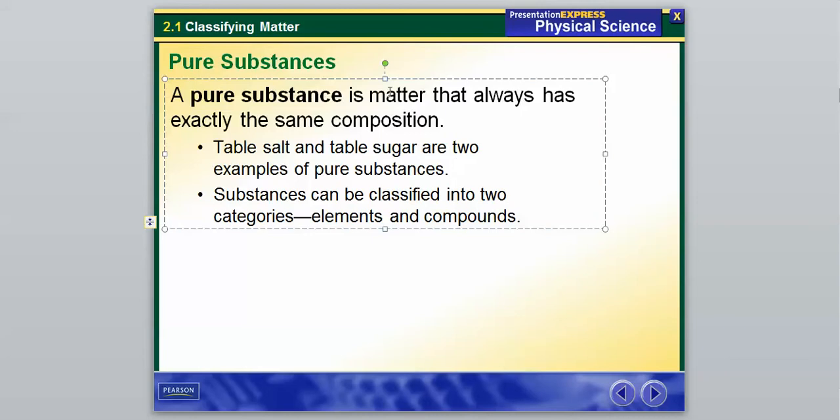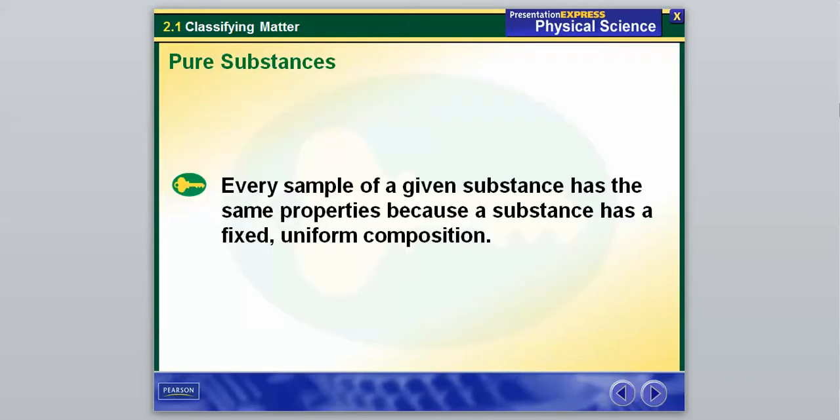They're all the same. Within our pure substance category, which is our big heading, we have two categories that fall underneath it: an element and a compound. We'll get into those in a second. This is just another definition of a pure substance: every sample of a given substance has the same properties because the substance has a fixed, uniform composition. This is just another way to help us define what a pure substance is.